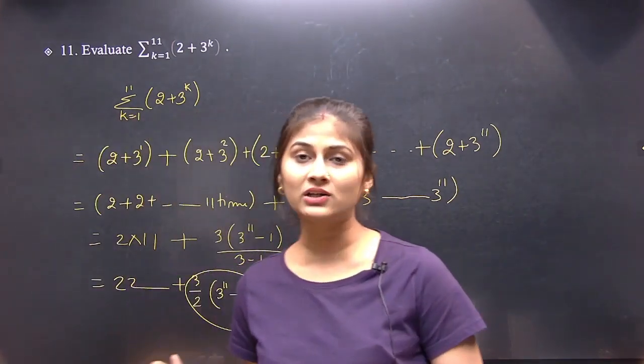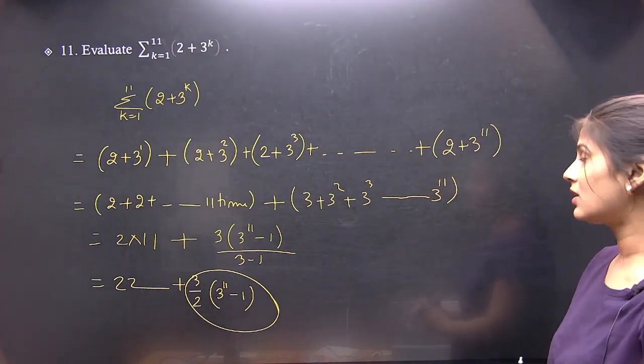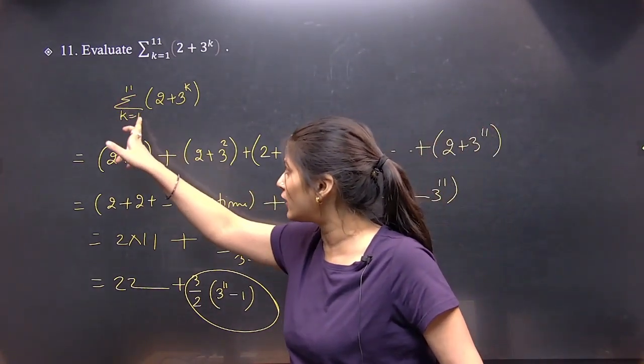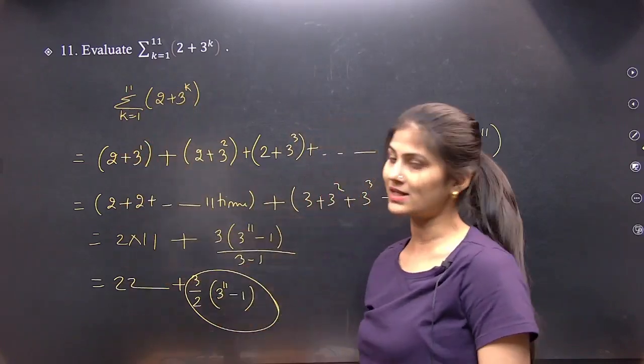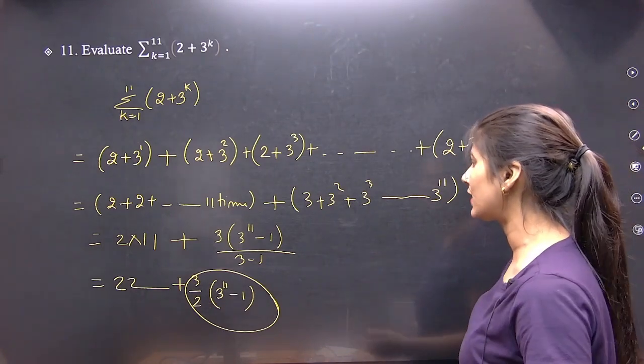So this is the format in which we can write a question given in summation. If it says summation, it means you have to put these values 1 to 11 in the given bracket. That's it. And after that you can see whether it is an AP or GP or whatever, and you can apply the formula.